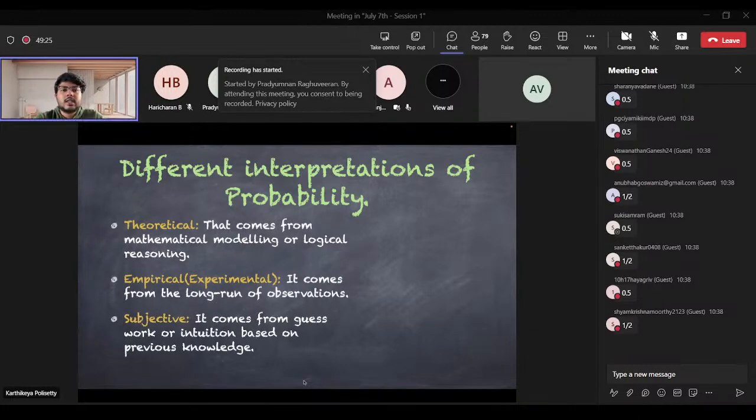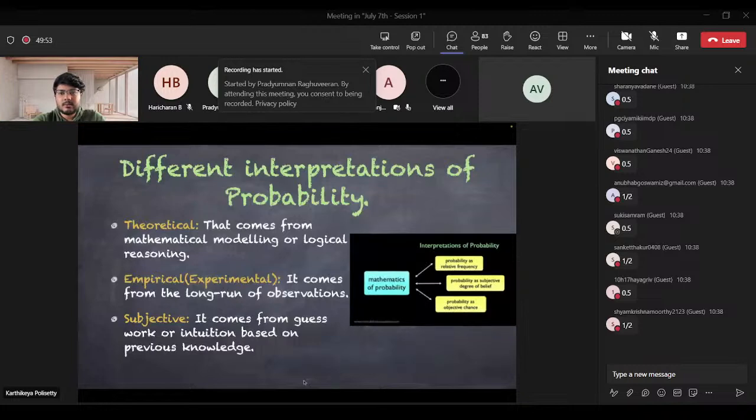The third interpretation is subjective. Sometimes we go outside and see if it is cloudy, then we say it might probably rain today. What does that probability mean? It comes from our experience or intuition based on previous knowledge. So it is the subjective interpretation of probability. You can see here the different interpretations of probability.